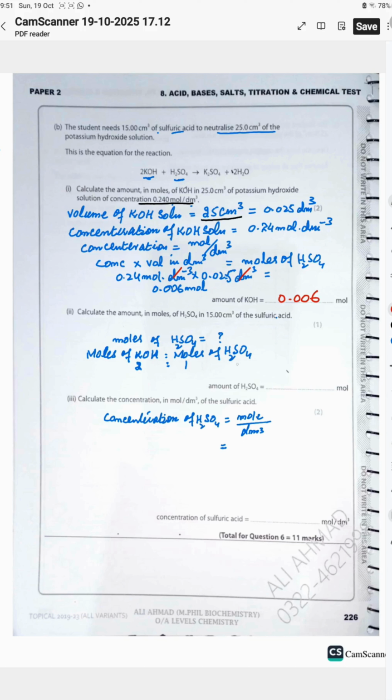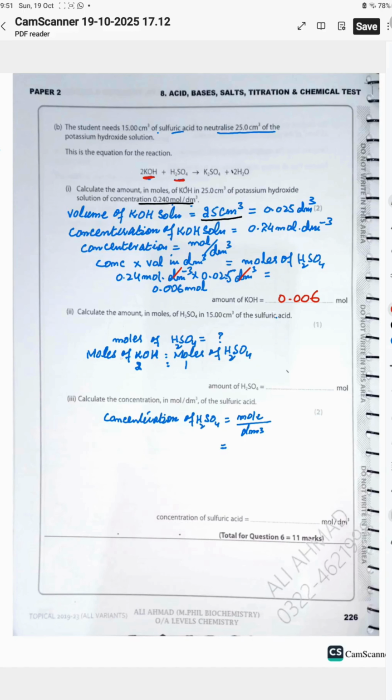Now in the second part he is asking you to calculate the amount in moles of sulfuric acid in 15 centimeter cube of sulfuric acid. That is the amount of sulfuric acid that is now required. Now students, if you see the balanced chemical equation, according to the balanced chemical equation, 2 moles of KOH require 1 mole of sulfuric acid. So half moles of sulfuric acid are required for the complete neutralization with KOH.